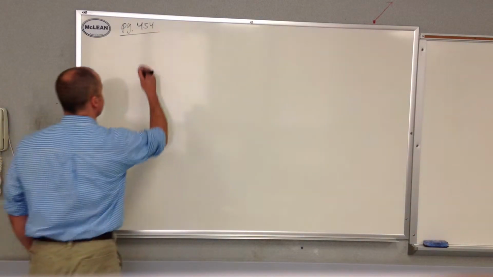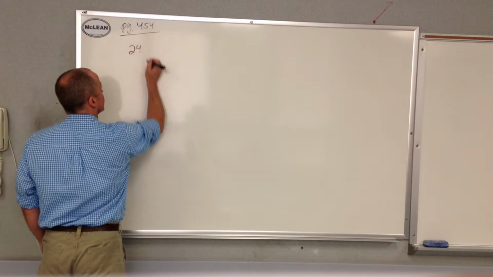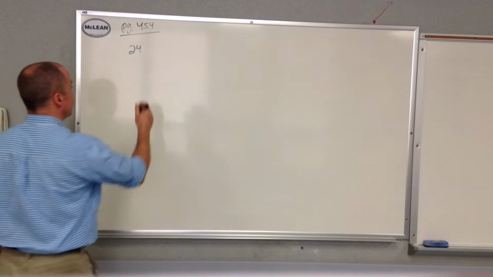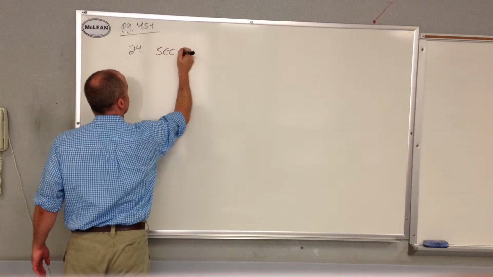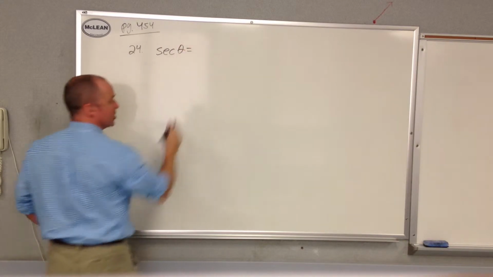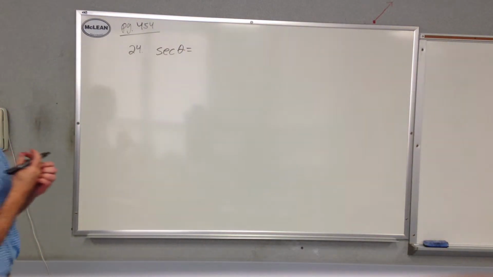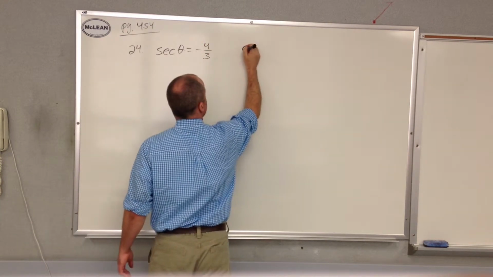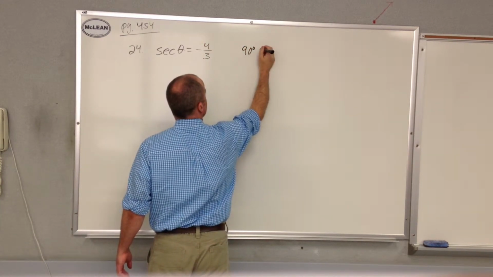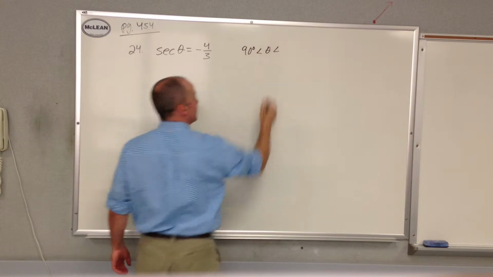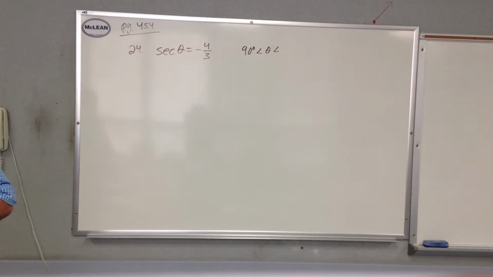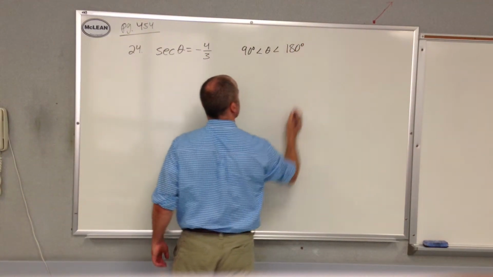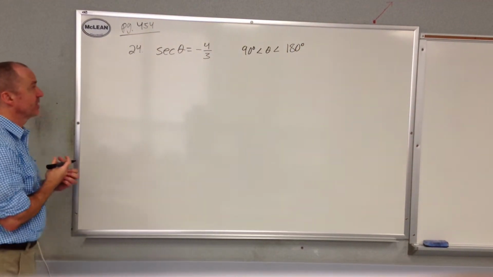I'm going to jump around a little bit. 24 says, you are given the secant of theta equals negative 4/3, and theta is in between 90 degrees and 180. So they're telling you that you are in quadrant 2.